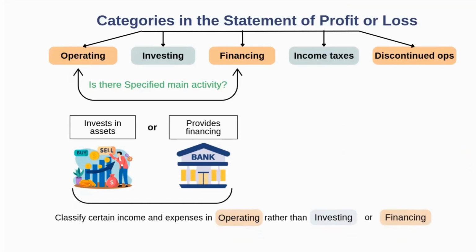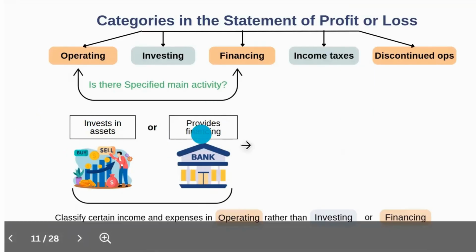So let's say, for example, interest expenses. It's in financing for a production company, but for banks it is in the operating category. Neither of these variations is examinable in financial reporting, and you should apply the general classification requirements in the exam. So these two different specified main activities, and classification in such a way, will not be examined in the financial reporting exam.